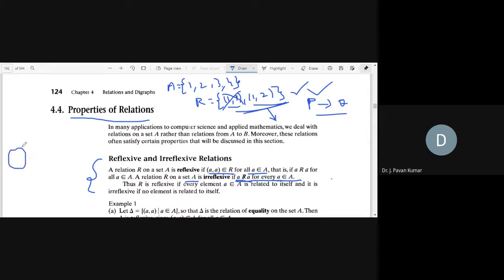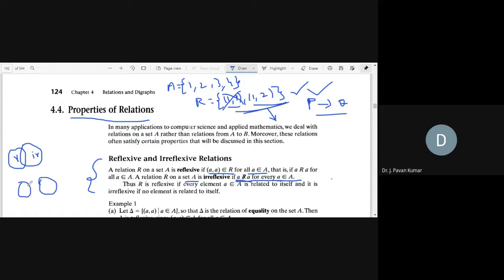Then can we have it like this? Suppose this is reflexive, this is irreflexive. Can we have them like this? No, sir. Why? Because the intersection should not be there. So reflexive, then irreflexive.